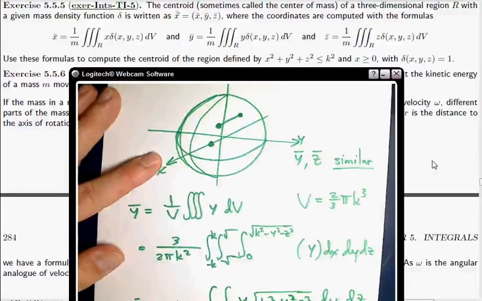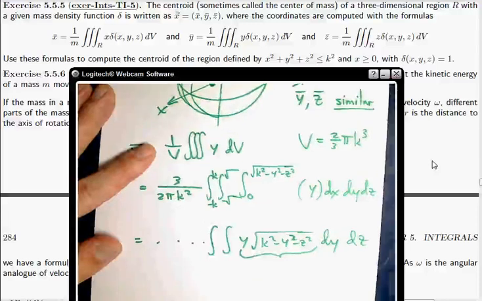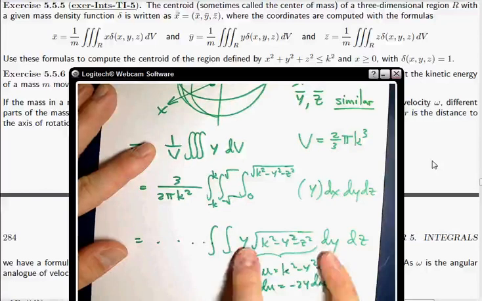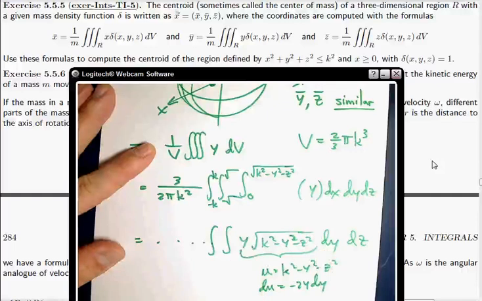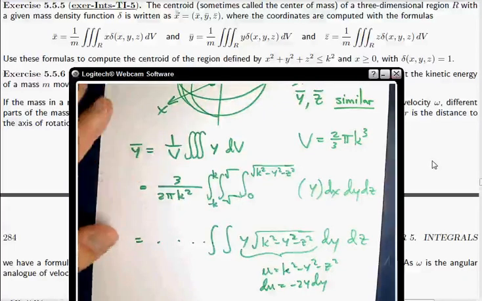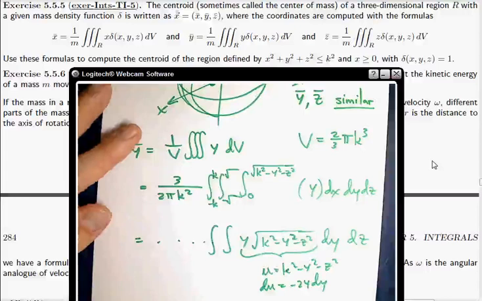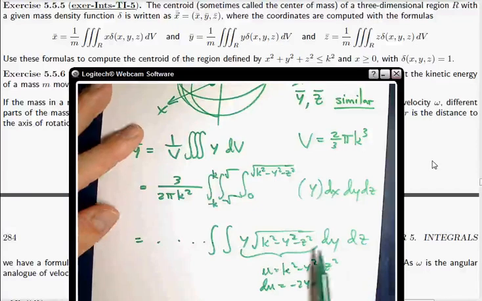Could you push it up a bit? Oh, yeah, I'm sorry, I keep forgetting. So you just let u equal k squared minus y squared minus z squared, and then du is negative 2y dy. And I've got y dy right there, so that shouldn't be too bad. Now, as for the next step, off the top of my head, there's going to be some expression involving z's. We're going to have an ugly expression involving z's that we're going to be doing an integral dz.